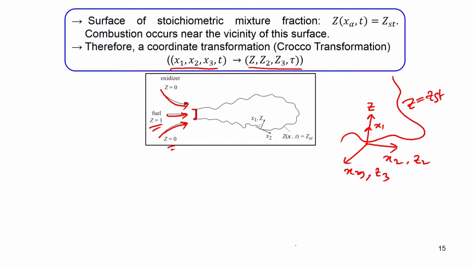So this is our local coordinate system, whereas x1, x2 and x3 are essentially our Cartesian coordinate system, whereas this Z is essentially the mixture fraction. But the idea is that here it is always perpendicular to the flame surface, because we have defined the flame surface to be Z equal to Z stoichiometric, where the mixture fraction is constant.